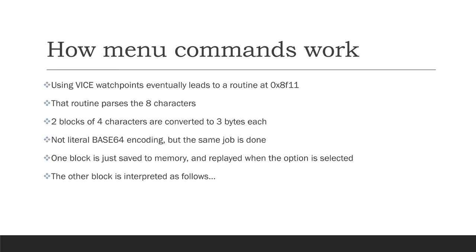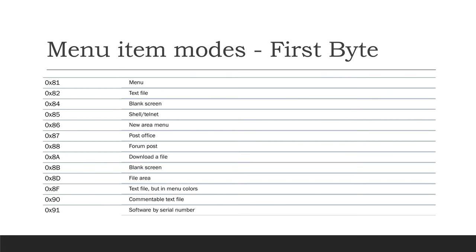One block is just saved to memory and replayed when the option is selected. That's your link. That's how they handled links. They weren't URLs. They were 24-bit quantities, so there were 16 million unique documents that could be on the QuantumLink service at one point. The other block is interpreted a little more complicatedly. You specify the data type that you're linking to in the menu item, rather than on the web today, where once a document starts coming in, the first thing you get is the MIME type that says what type of document you're getting. You actually had to specify that on the link with QuantumLink. Not sure that one of those is better than the other. I think it gave the client a little bit of preparation. But you had to tell it: menu, text file.